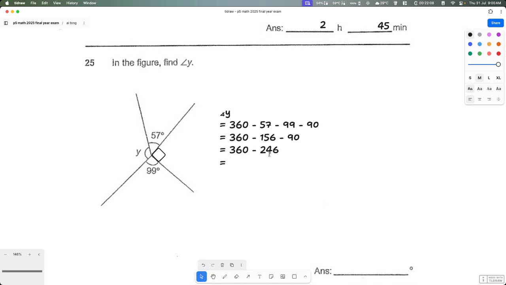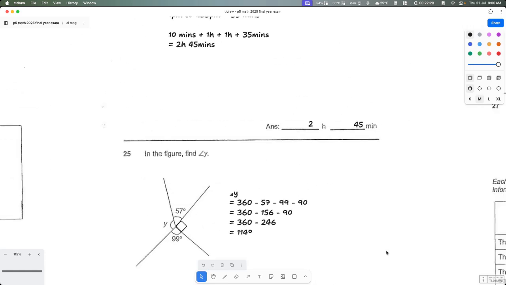Therefore the final answer to this is 360 minus 246, so 60 minus 46 is 14, and we get 114. That's the answer for angle y. Okay, so the answer to this is 114. Okay, let's move on to the next question.